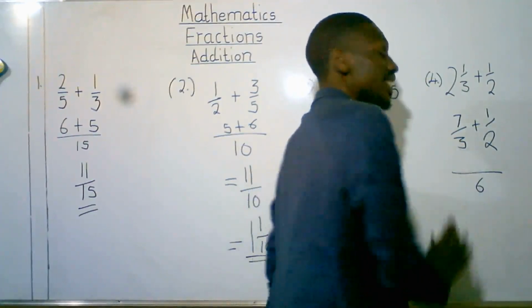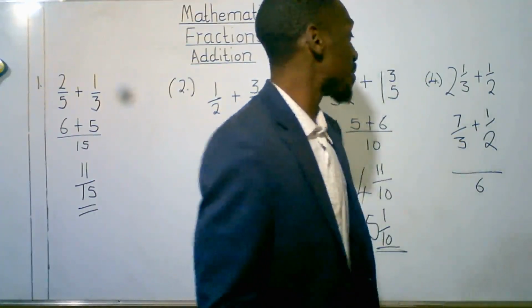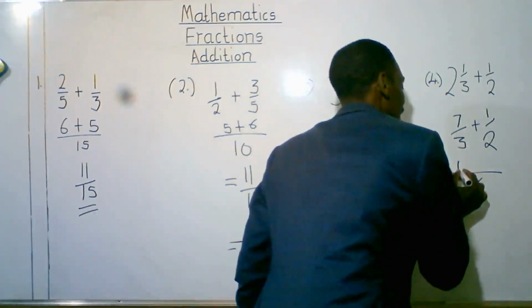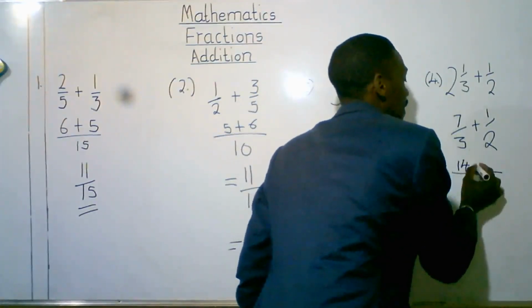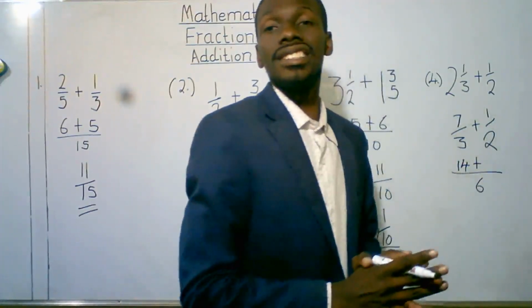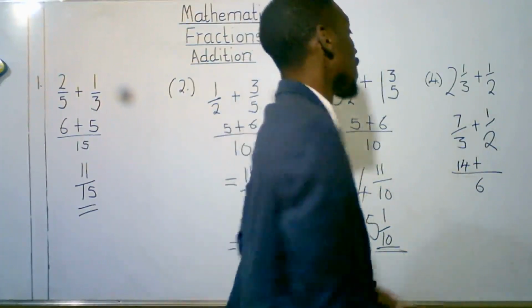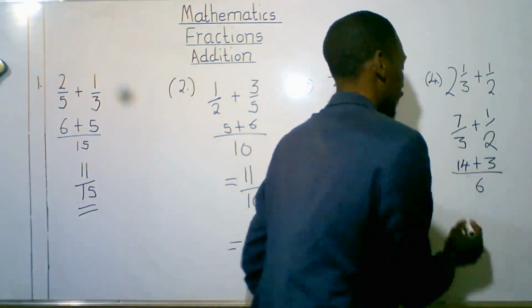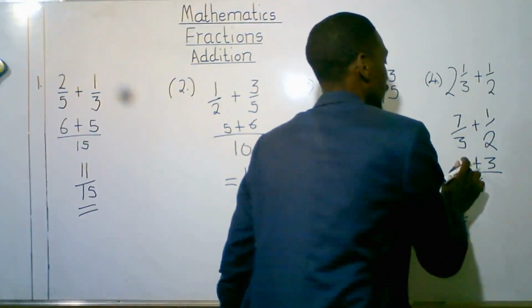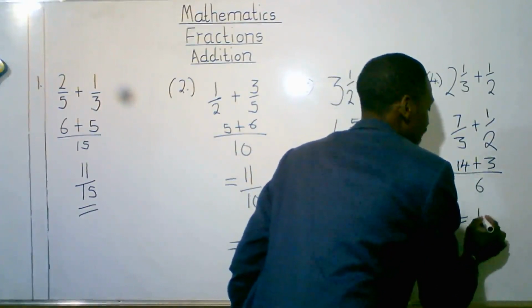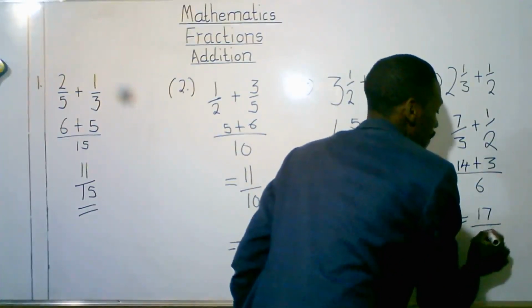3 into 6 is 2. 2 multiplied by 7 is 14. Very good. Bring down the addition sign. 2 into 6 is 3. 3 multiplied by 1 is 3. 14 plus 3 is 17 over 6.